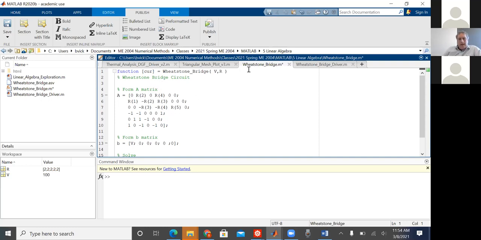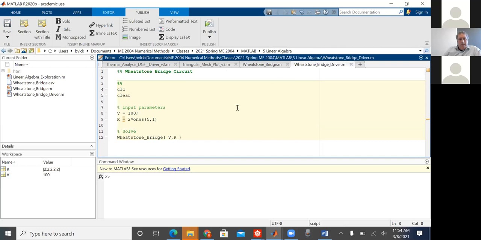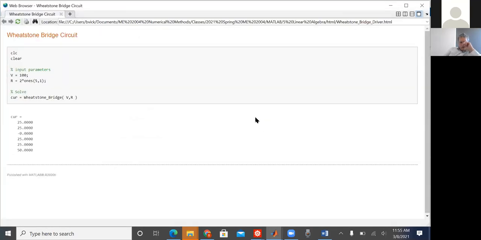But if you really want to get it right, I would suggest this laborious process I'm going through right now. All right, you ready? Let us comment that out. We know that's doing the right thing, voltage. And let's put in there. So let's now solve it, see what we come up with. All right. We came up with 25, 25, 0, 25, 25, and 50 amps. That's in amps.